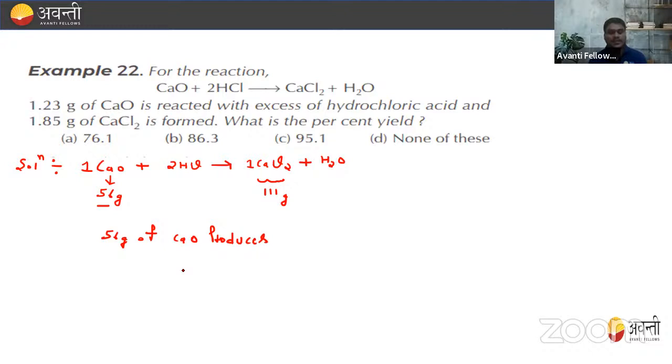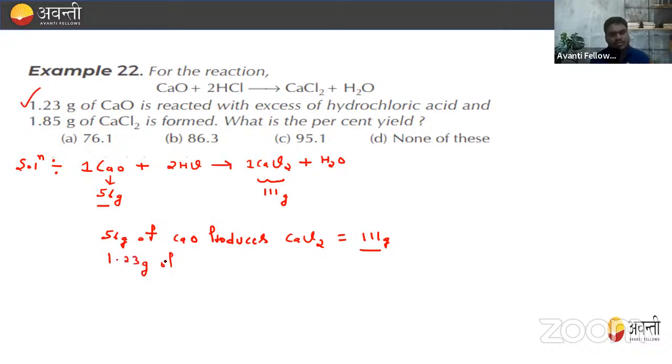How much CaCl2, beta? That is 111 gram of CaCl2. तो ये तो एकदम क्लियर है, इक्वेशन देख के पता लग गया कि 56 ग्राम ऑफ कैल्शियम ऑक्साइड प्रोड्यूसेस 111 ग्राम. Now, how many gram of calcium oxide is given in this question? That is 1.23 gram.